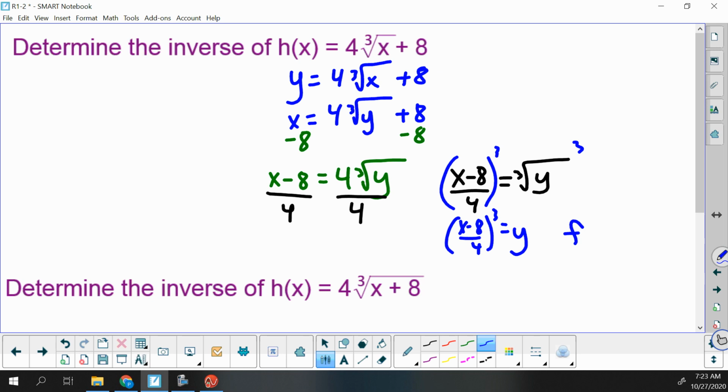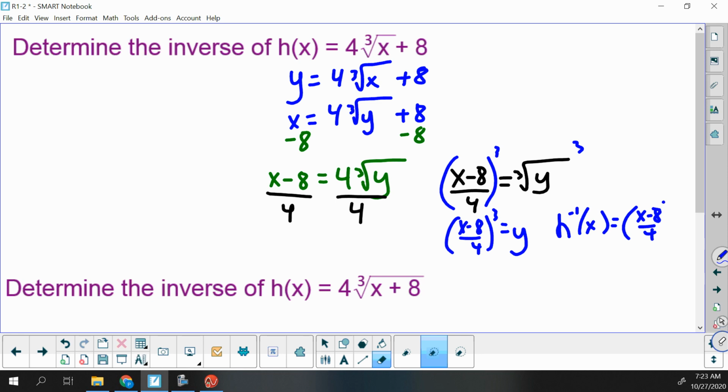So our final answer, we would have f inverse, or oops, we don't have f here, we actually have h. H inverse of x is (x minus 8 over 4) all cubed.